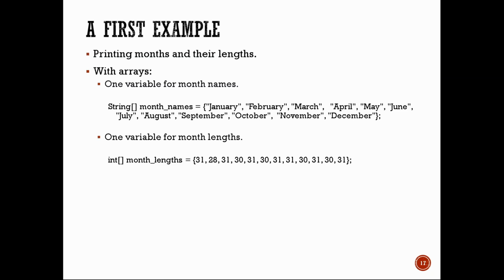With arrays, printing months and their lengths can be done using one variable for month and one variable for length. So here we have String, and monthNames is the variable that is an array, and we initialize 12 values of the month names. And one variable for month length, wherein we initialize also 12 different lengths of the month for each of these months that we initialized in our month names.